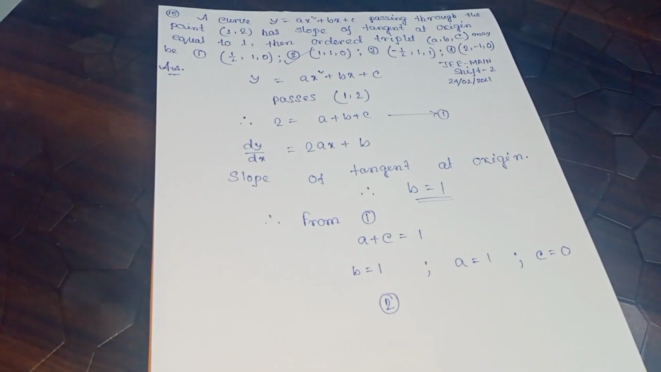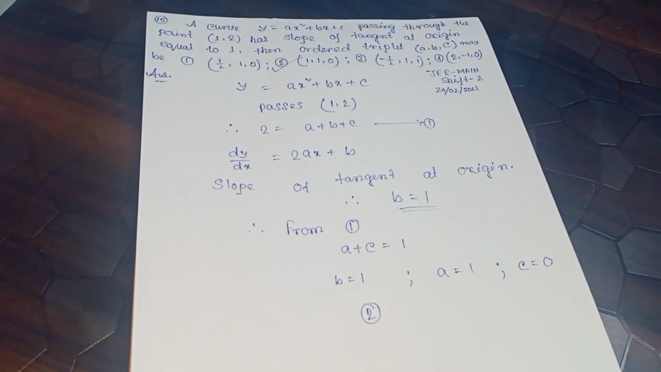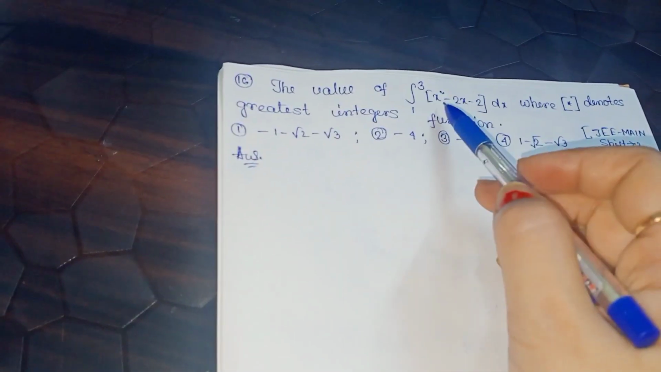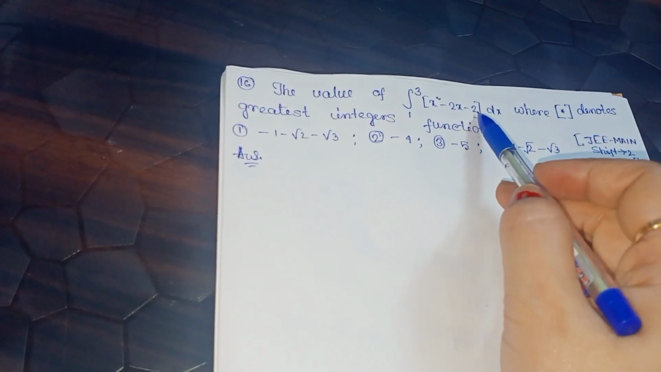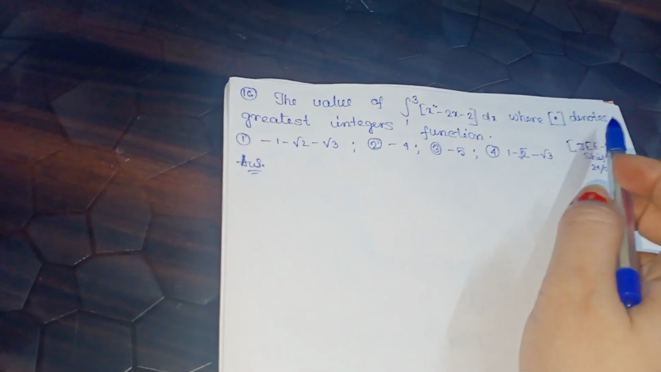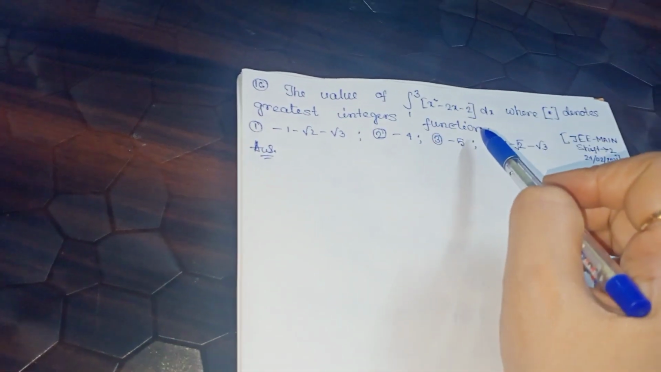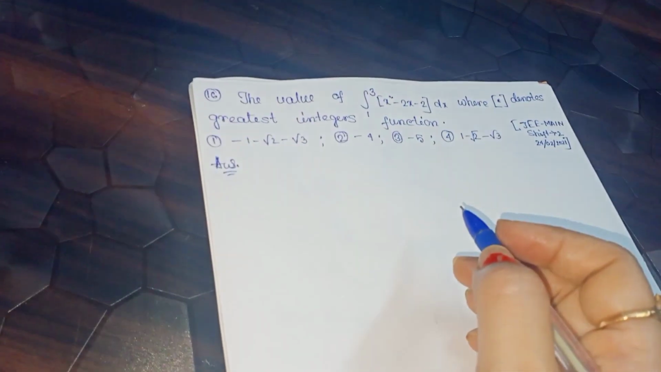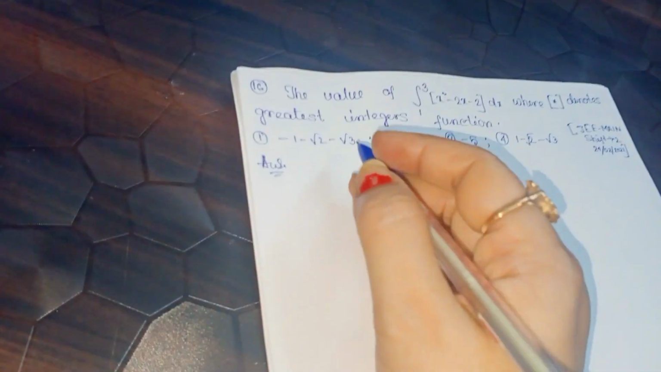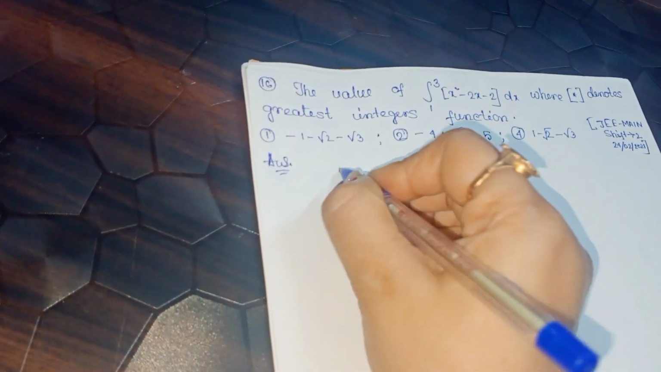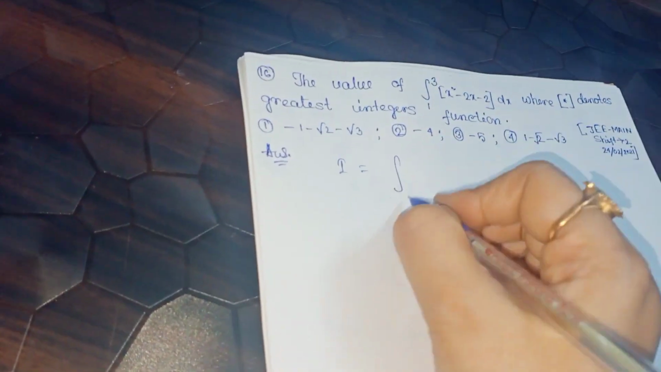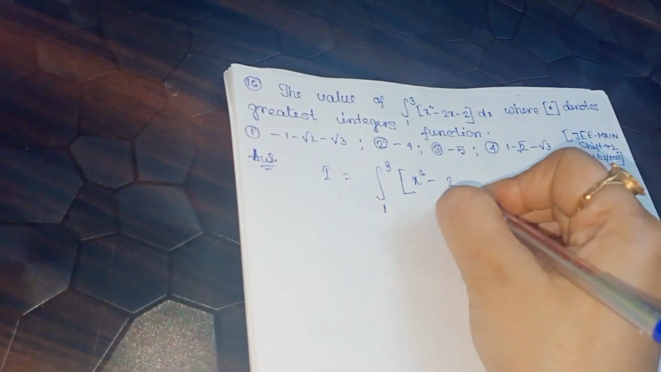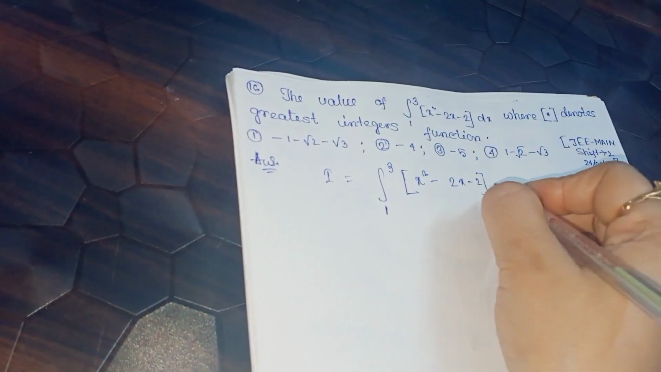Now moving toward question 16. The value of the integration from 1 to 3 of the greatest integer function of x square minus 2x minus 2 dx, where the brackets denote the greatest integer function. So 4 options are given and it's a memory based question. So I is equal to integration 1 to 3 of the greatest integer function x square minus 2x minus 2 dx is given here.